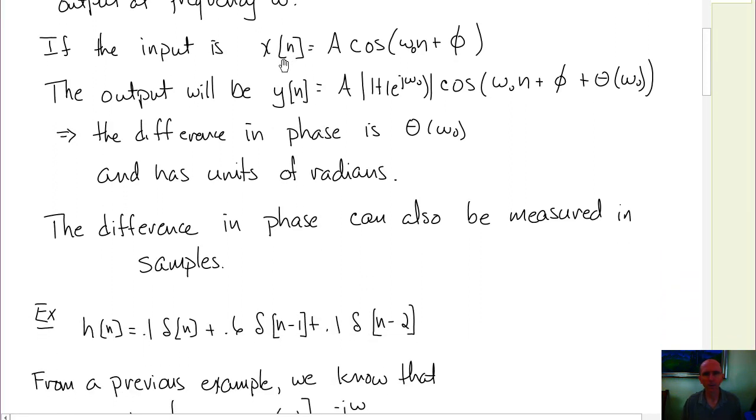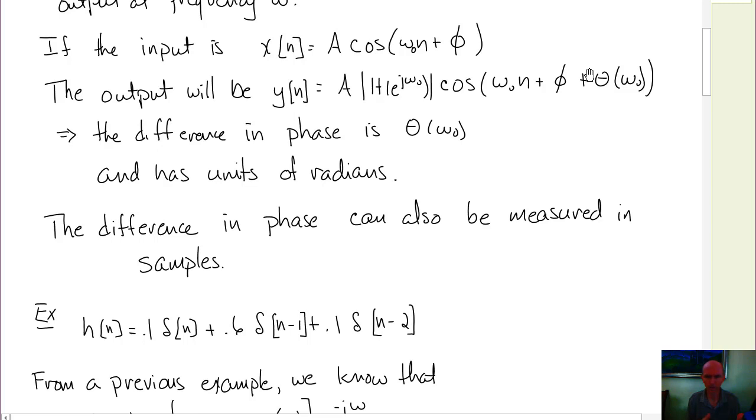Now, we know from before that if the input is a cosine, the output is going to be a cosine with the same frequency. The only thing is the amplitude is going to change and the phase is going to change. So theta of omega 0 is going to be the difference in radians. Now, what does that mean? A change in amplitude is kind of easy to understand, right? It just makes it bigger or smaller, or it might leave it the same. But what does a change in phase do?